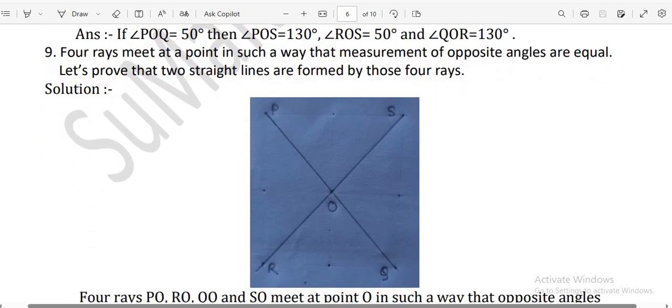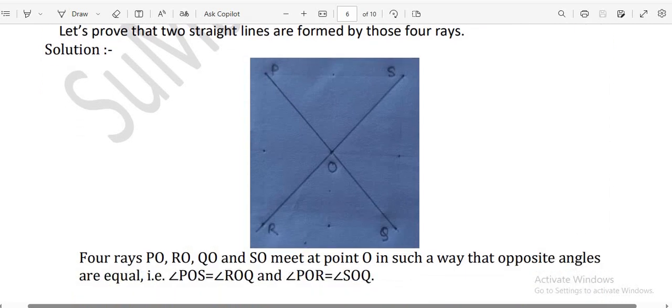The solution: let us consider four rays OP, OQ, OR and OS meeting at a common point. In these rays the common point is O. Hence, all the rays meet at a common point O.